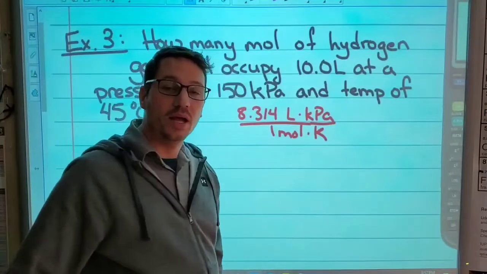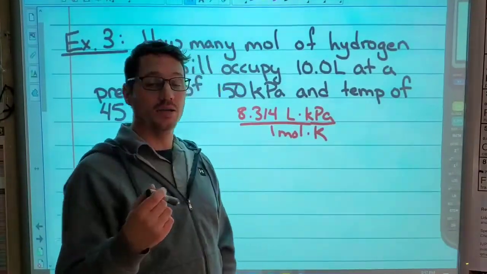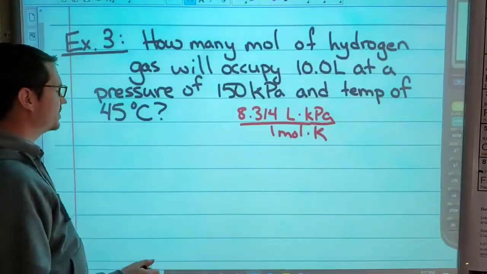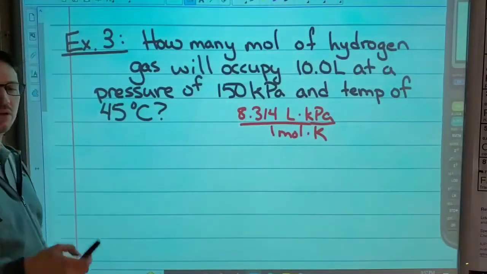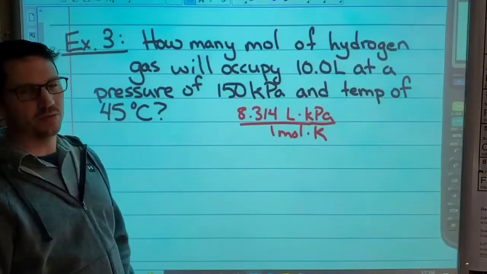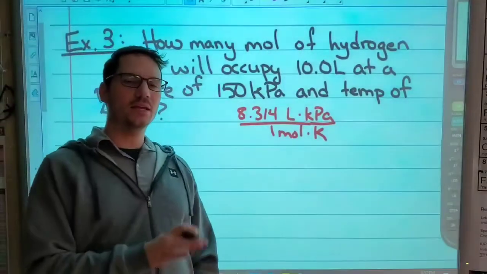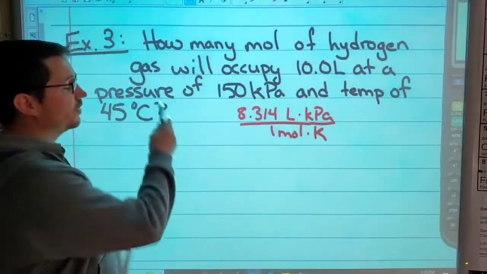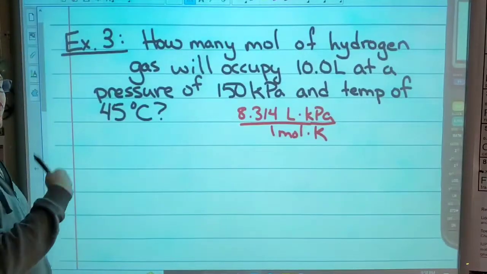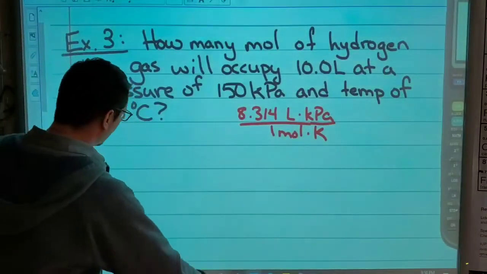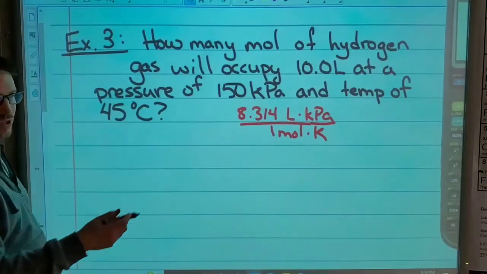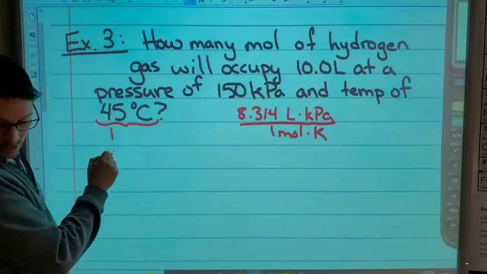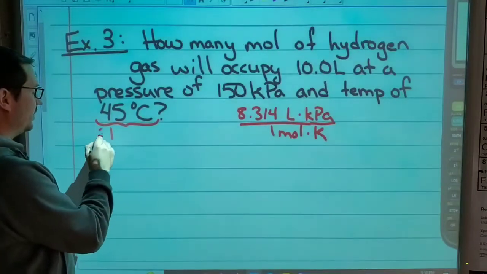I don't know if you remember how to convert between degrees Celsius and Kelvin, but you're either adding or taking away 273. When we go from Celsius to Kelvin, we're adding 273. Remember, you can't have a negative temperature in the Kelvin scale. You can't have a negative Kelvin. So when you're converting to Kelvin, you always add. You never take away. Okay, so 45 degrees Celsius plus 273 is going to be 318 Kelvin.